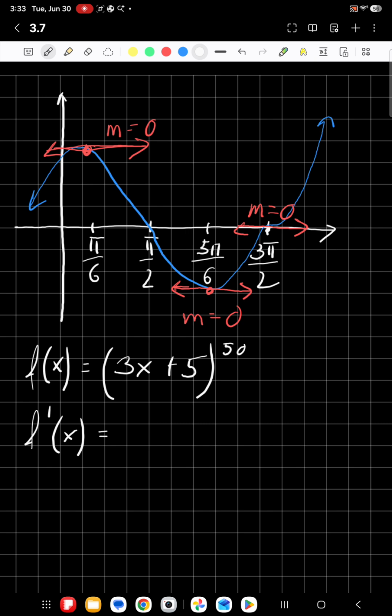So we bring that 50 to the front. That's our outside function. And then we keep the inside unchanged, 3x plus 5. And then I subtract 1 from that 50, so 49. And at the end, we multiply by the derivative of the inside, so times 3. Yeah, so that's it. That's the end of 3.7.